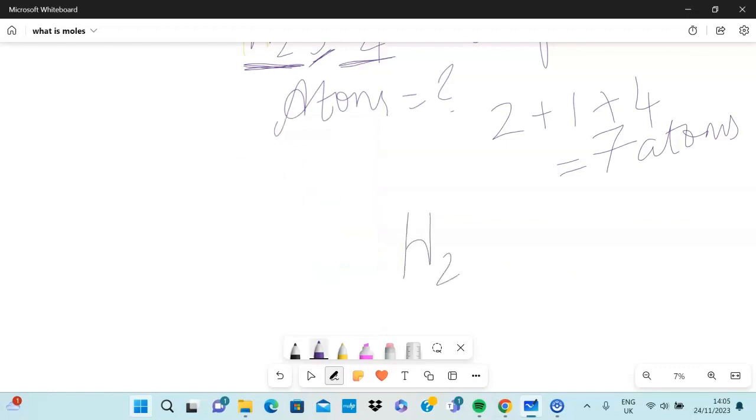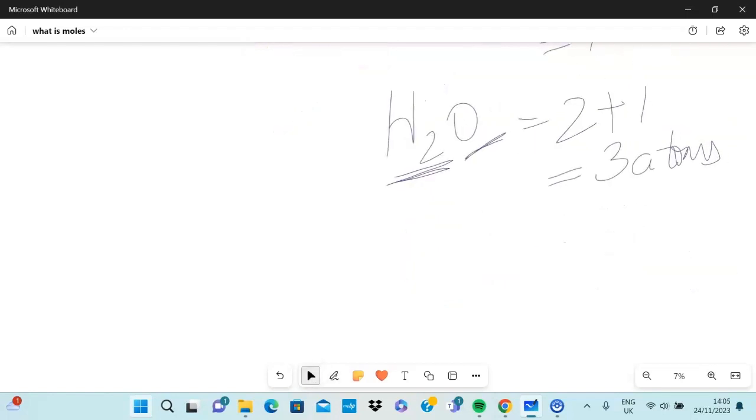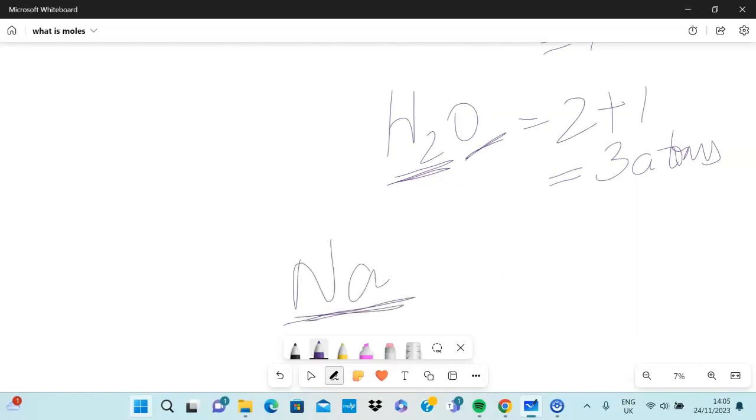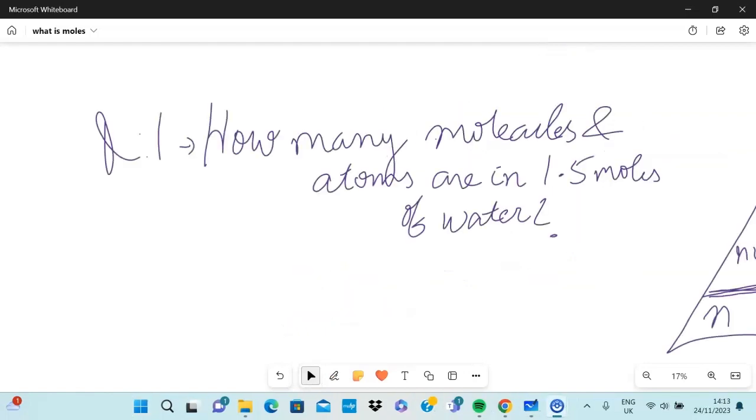Let's say H2O. There's two hydrogen and there's one oxygen. So that is 3 atoms. This is important to know because the questions later on will ask you this. Let's say, how many atoms are there in sodium? There's only one sodium. I don't see any number later on. So that is one atom. All right, so that's another aspect to know. All right, let's get going with some questions.